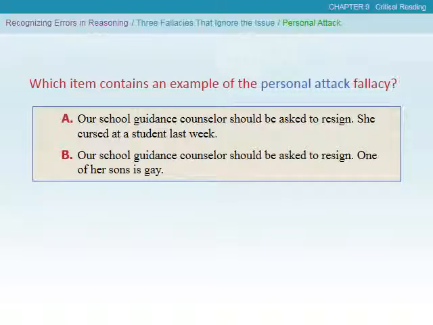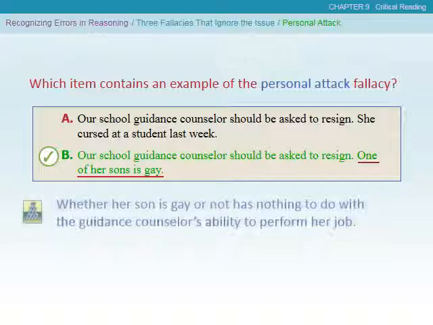So which one of these is a personal attack? Our school guidance counselor should be asked to resign. She cursed at a student last week. Our school guidance counselor should be asked to resign. One of her sons is gay. This one, her personal life doesn't have anything to do with her job as a counselor. However, cursing at a student is a reason that she should be asked to resign.